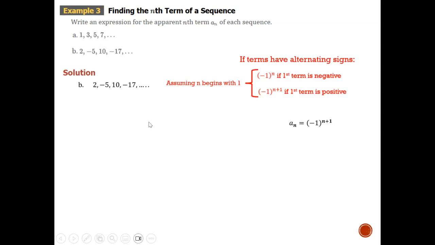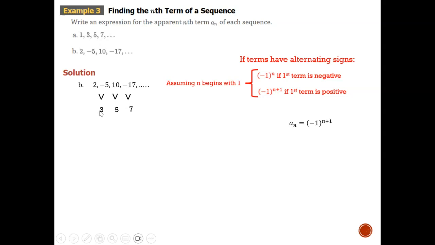Okay, now that we've got the signs, let's see if we see some kind of pattern here. From 2 to 5, excluding the negative, the difference is 3. From 5 to 10, it's 5. From 10 to 17, it's 7. And you notice, guys, it's going to continue: 3, 5, 7, 9, and so forth.